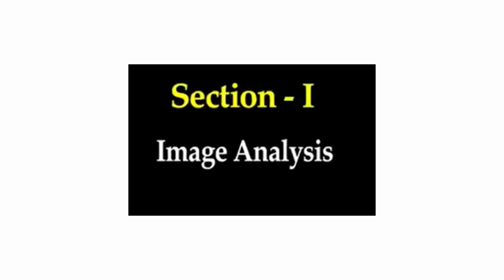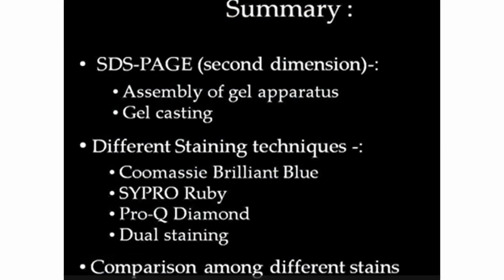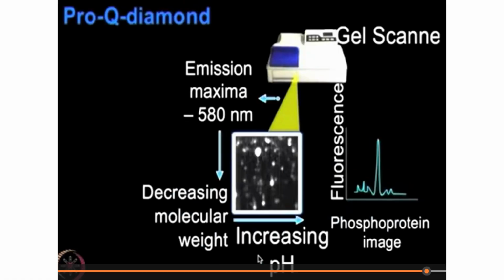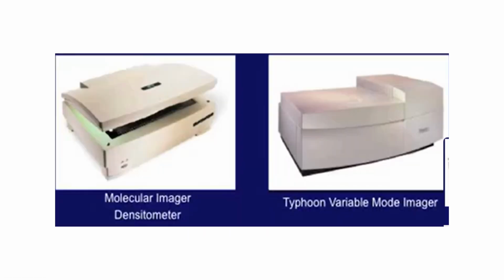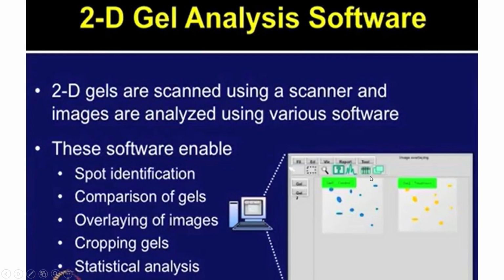Then image analysis. Now you have visualized the gel, so you have the image of the gel. Now you need to do the image analysis. That image analysis can be done by different softwares, like densitometry or the Typhoon variable mode imager. The sir discussed the softwares as well.